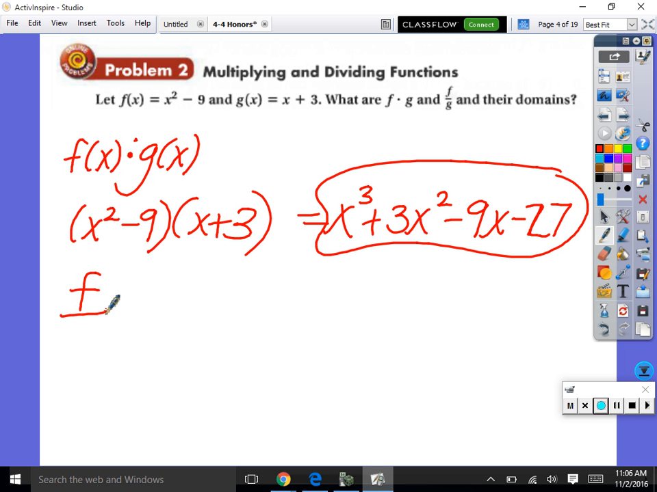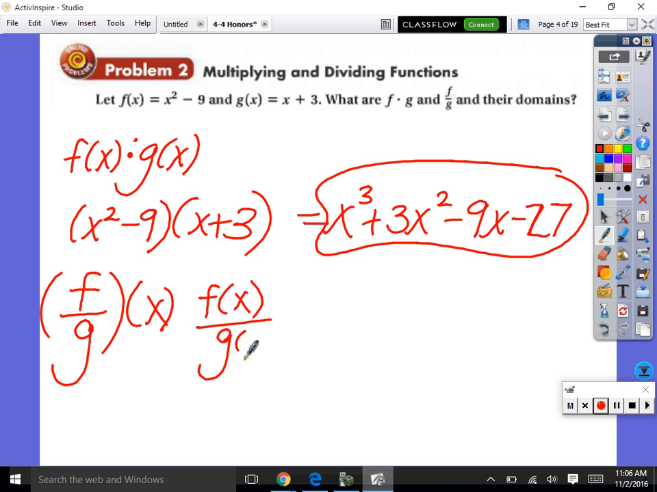So f divided by g of x is literally just f of x divided by g of x. So f of x is x squared minus 9 divided by g of x, which is x plus 3. Everybody feeling good about that? Now, that is our answer unless it simplifies. Does it simplify? Yep. How do we simplify rationals? We just tested on this.